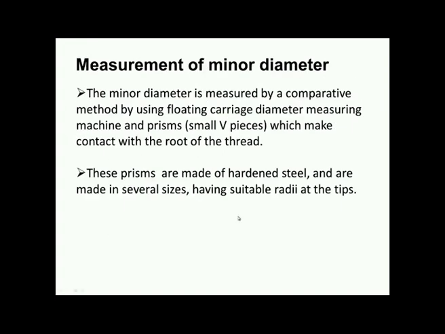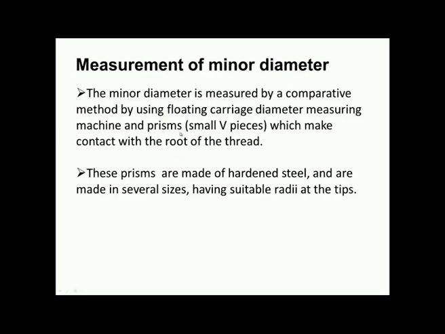Now, we will move to measurement of minor diameter. The minor diameter is measured again by a comparative process. That means we use a standard cylinder and take the measurement, and then we put the screw thread to be inspected, again take the reading, and then by using the relationship we calculate the minor diameter. Floating carriage diameter measuring machines can be conveniently used for measurement of minor diameter. The details about this floating carriage machine we will discuss after some time.